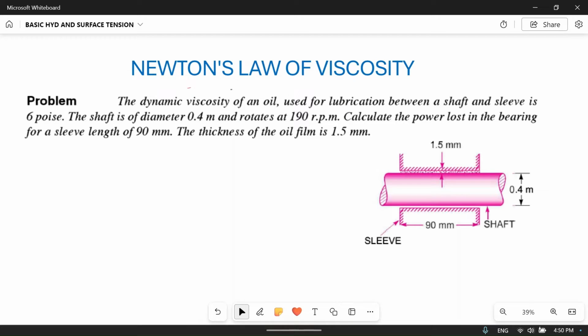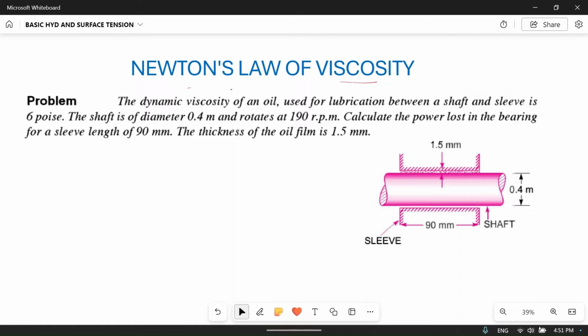So in today's video we will solve another numerical problem on fluid mechanics, which is based on Newton's law of viscosity. We have already solved some problems based on this concept, so you can watch them also. Let's solve this problem. We will also note the parameters which are given in the problem while reading it.